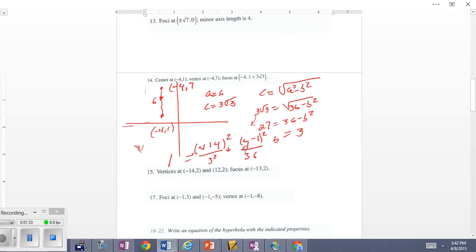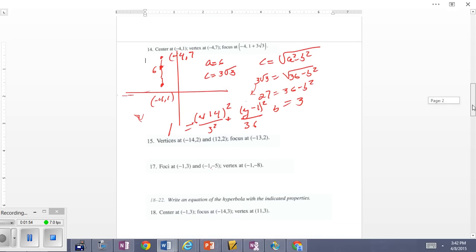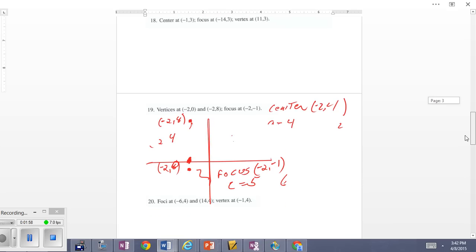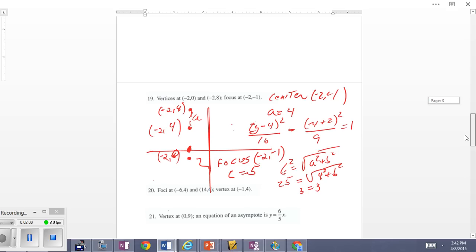And now I can write my equation for my ellipse as (x plus 4) quantity squared over 9 plus (y minus 1) quantity squared over 36 equals 1. That's the equation of my ellipse, with the major axis oriented vertically. All right, let's take another look.